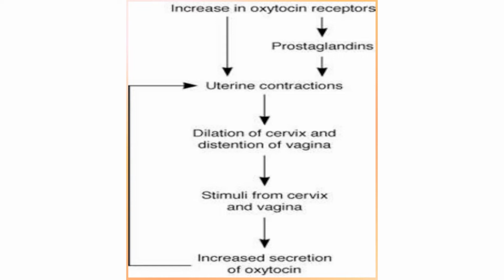This you can relate yourself. There is an increase in oxytocin receptors. Oxytocin receptors will increase the prostaglandin. These both will increase the uterine contraction, and uterine contraction will increase the dilatation of the cervix and distension of the vagina. This will give a reflex or stimuli from the vagina and the cervix, and there will be a further increase in secretion of oxytocin, and thus an increase in uterine contraction. Thus this cycle goes on and on till the fetus is expelled.